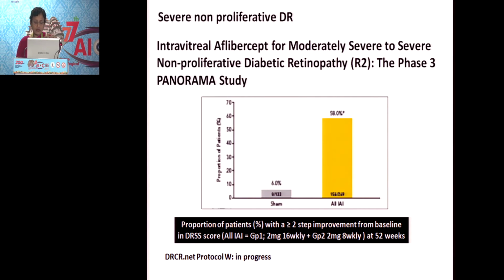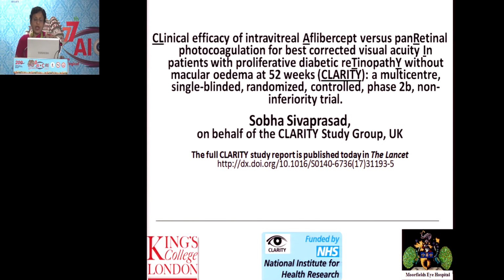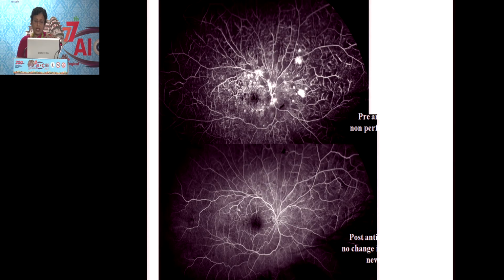A very recent study, maybe just months ago, still in progress, shows that intravitreal aflibercept, when given to moderately severe or severe non-proliferative diabetic retinopathy, decreases the rate of retinopathy. So is this our answer? We did the CLARITY study, that is proliferative diabetic retinopathy, for which aflibercept was given. Again, it showed a tremendous effect.